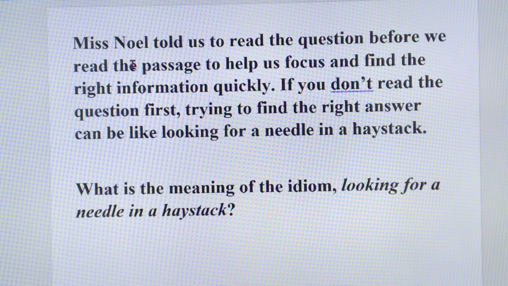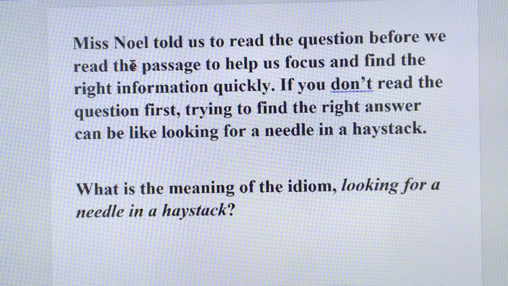Context is all the sentences around the idiom. There are thousands of idioms, and the people who make these tests do not expect you to know the meaning of thousands of idioms. What they do expect you to be able to do is to look at the context, look at all the information and all the sentences surrounding the idiom, and use that to help you figure out what the idiom means.